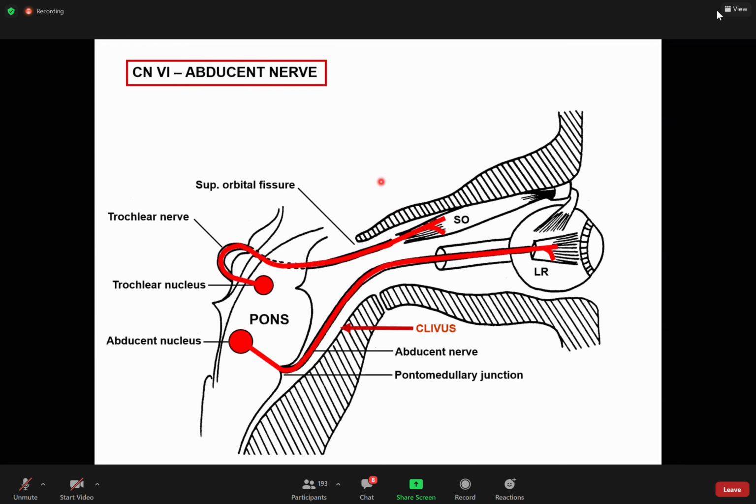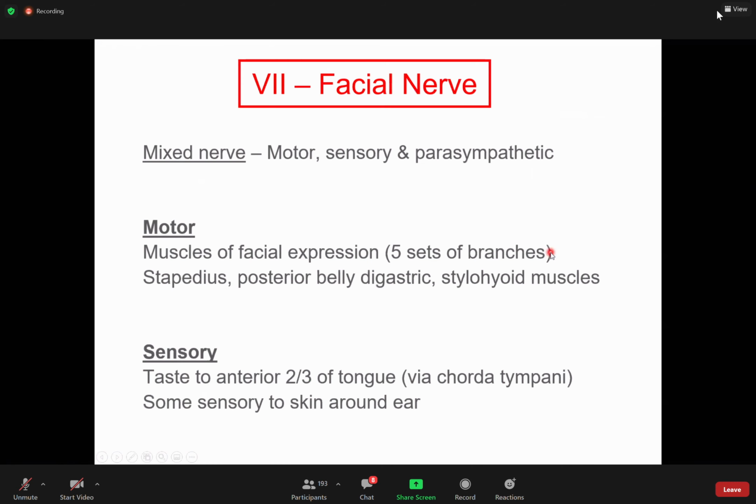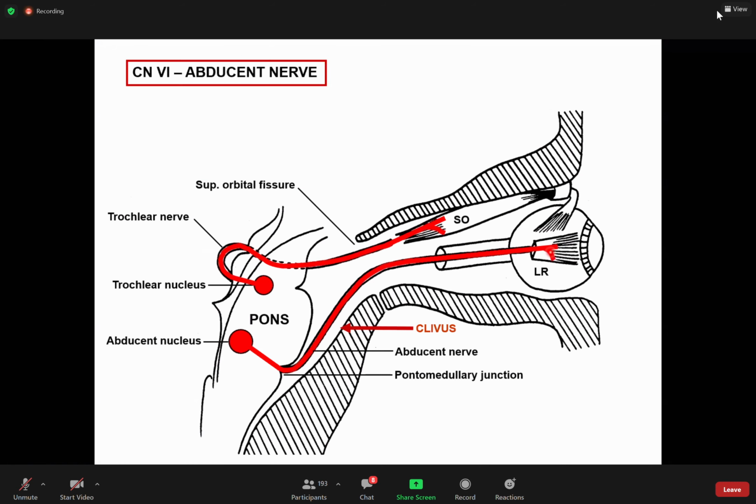Abducent nerve, we know that it supplies one muscle, which is the lateral rectus muscle, and damage to this will result in the movement of the eye medially or inward. So you would have the medial strabismus if you have the damage to the lateral rectus muscle, which moves the eye laterally or outward.